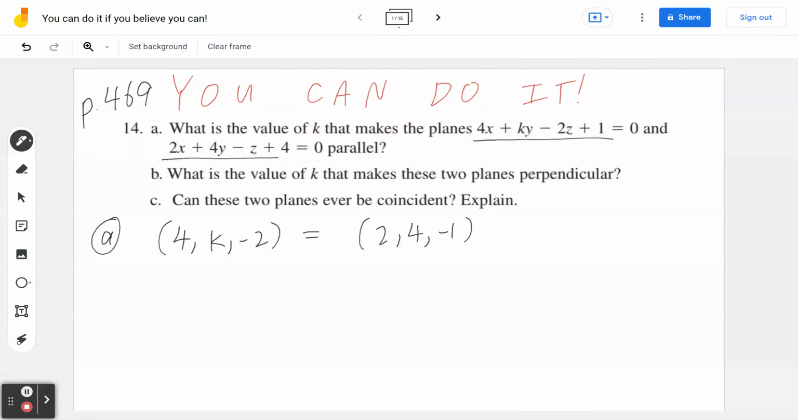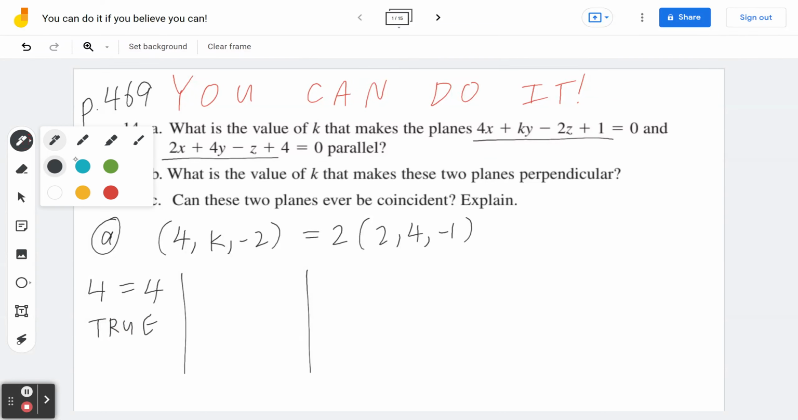So for example, if I multiply the second normal by 2, this is going to be equal. How do we know that? If I draw two different lines to divide this into three different columns, in the first column, 4 equals 4, which is simply a true statement. This is 2 times 2, which is again 4, so a true statement.